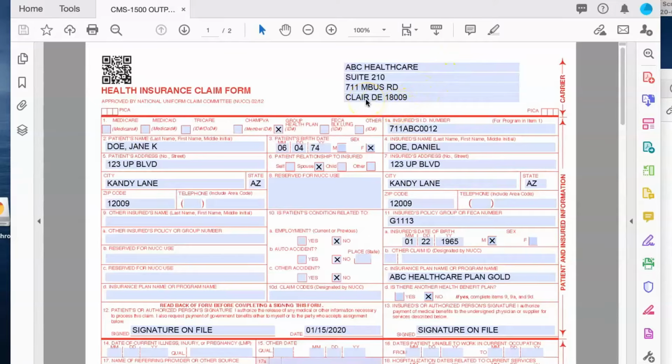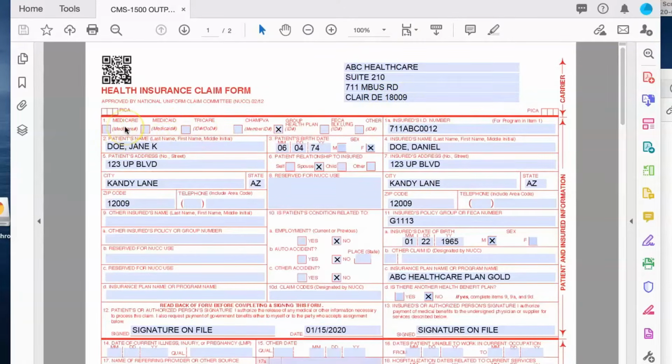Starting here at the top, this is where you'll put the payer's or the insurance provider's information. Their name and claims address goes here. If you notice, we did not use any commas or decimal points because the National Uniform Claim Committee, who designed this form, does not accept decimal points or commas.